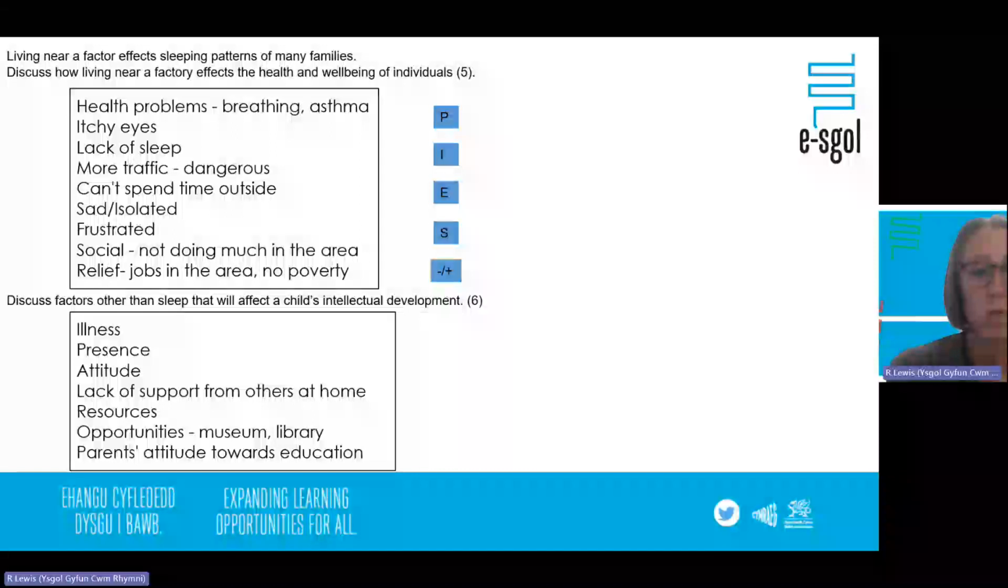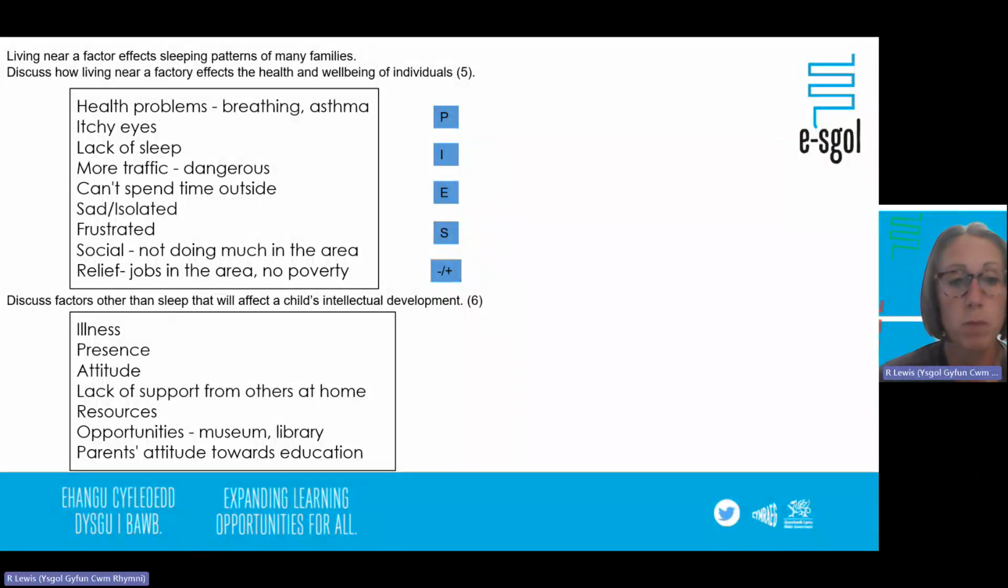is obviously there's a number of health problems that could occur because of living next door to the factory. Maybe I have problems with my breathing, a constant cough, maybe tight chest, and I have asthma. I've got the itchy eyes, I can't sleep as well. It's very dangerous, especially if I have a young family, in terms of the amount of traffic that is in the area coming back and forth to the factory. There's constant worry then because of this traffic.